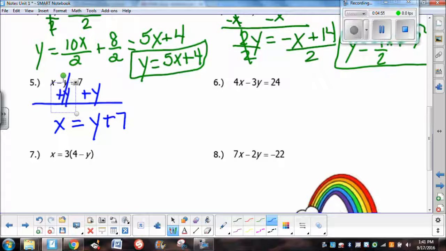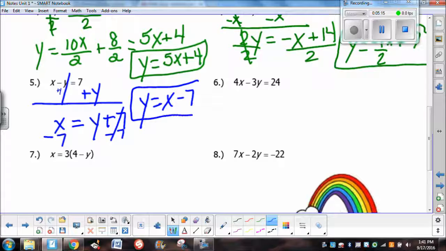And if I need to solve for y, I subtract 7. So I just did things in a little bit of a different way. But y is equal to, put the x term first, minus 7. I just did that in a different way, but it's still good math.